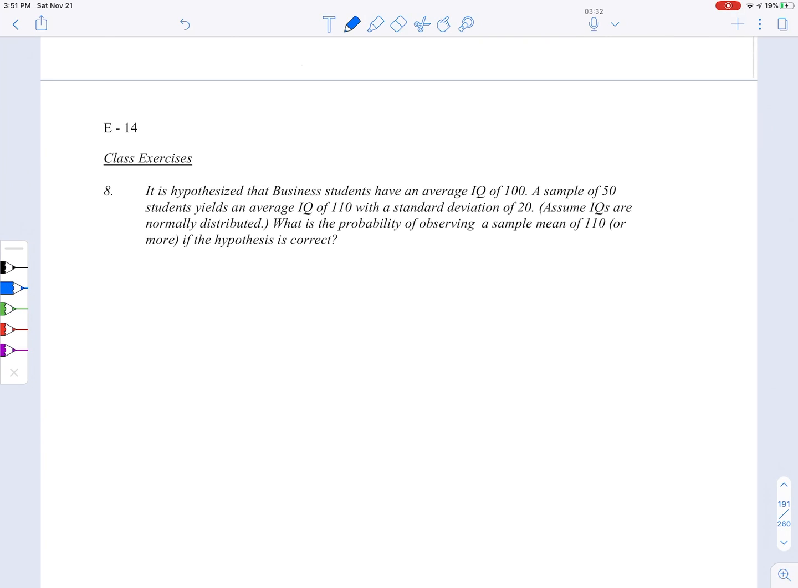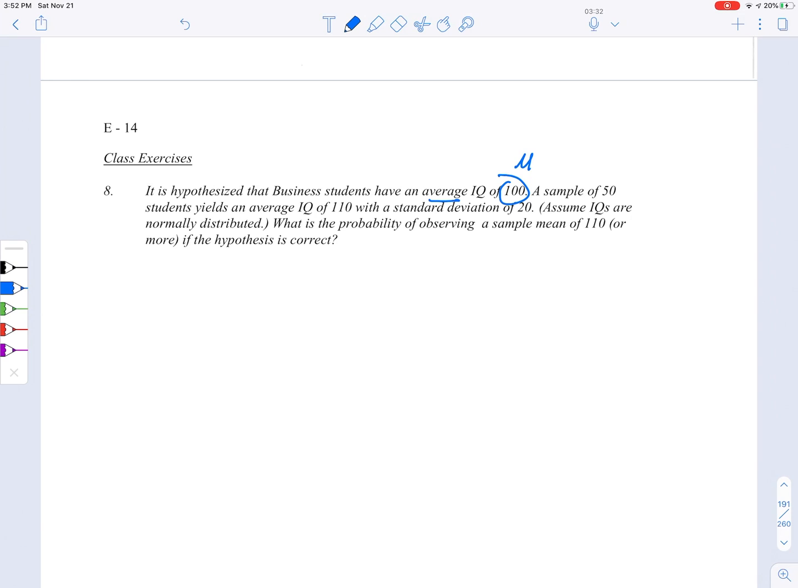It is hypothesized, so I'm giving you a bit of a window into Unit H, our last main unit. It's hypothesized that business students have an average IQ of 100. That is a mu, so it's an average, and it's not talking about a sample here. It's a hypothesis about all business students, and so that is a mu. Later, we'll say that that's a hypothesized mu, but we'll not worry about that right now.